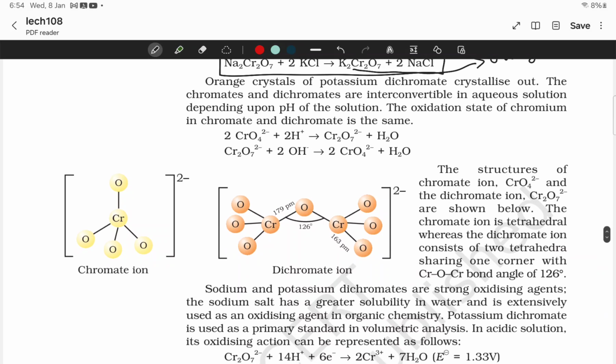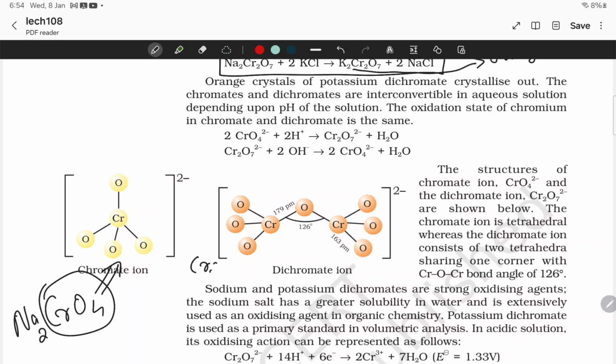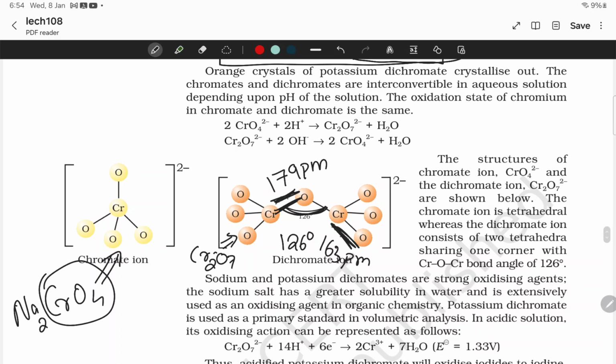So look, this is chromate, Na2CrO4. This chromate is given here. The Cr2O7 structure is given here. Here you learn this angle between this, that is 126 degree. Here the bond length is 179 picometer. Here 163, here 163 picometer. This angle is important, that is 126 degree. Learn it.